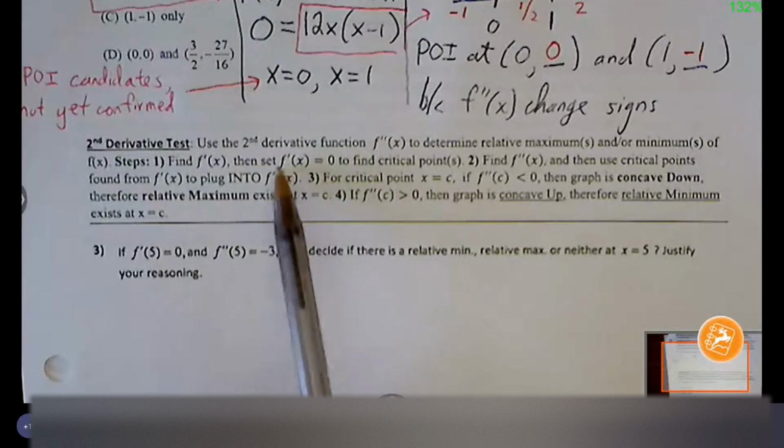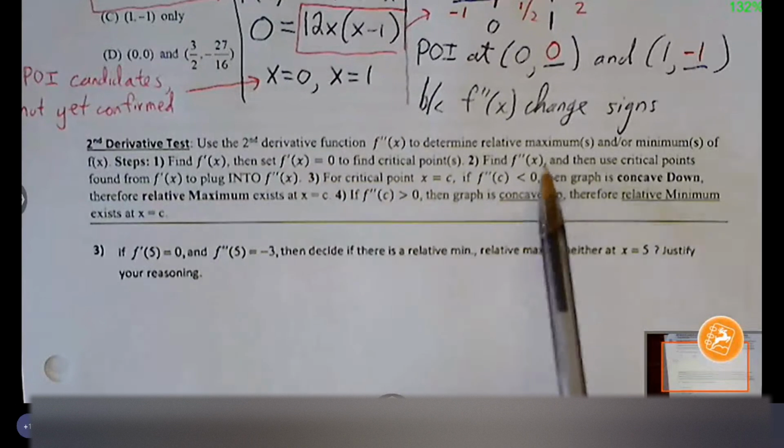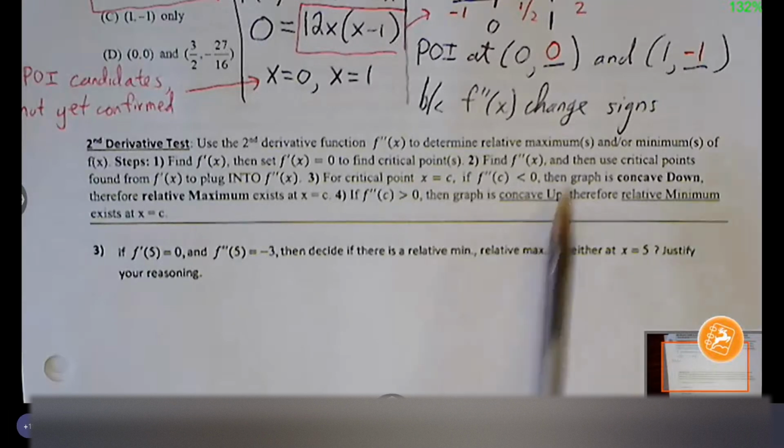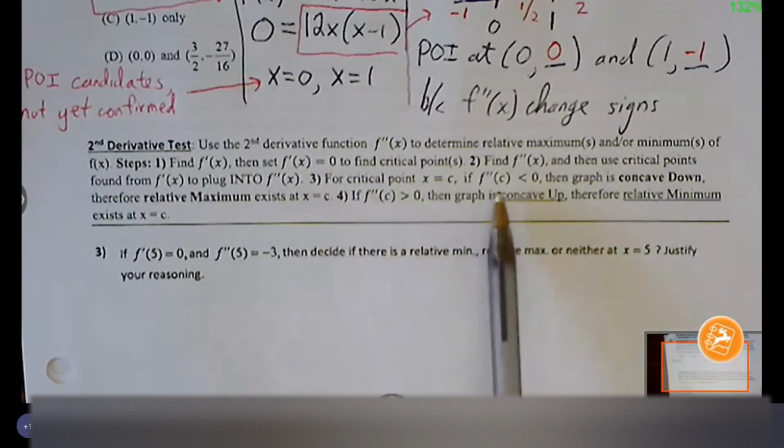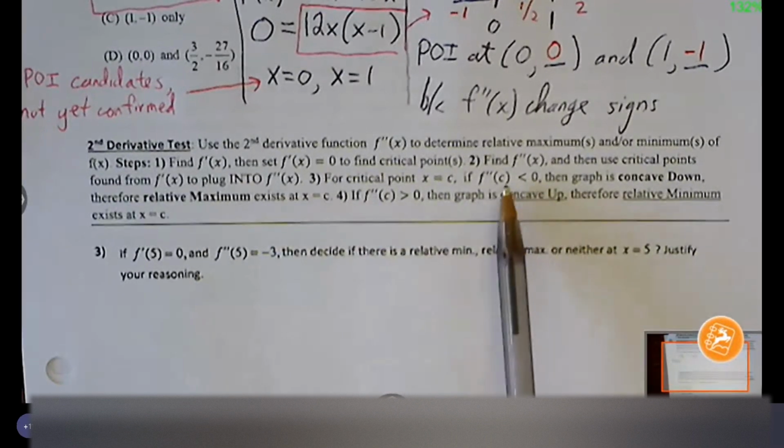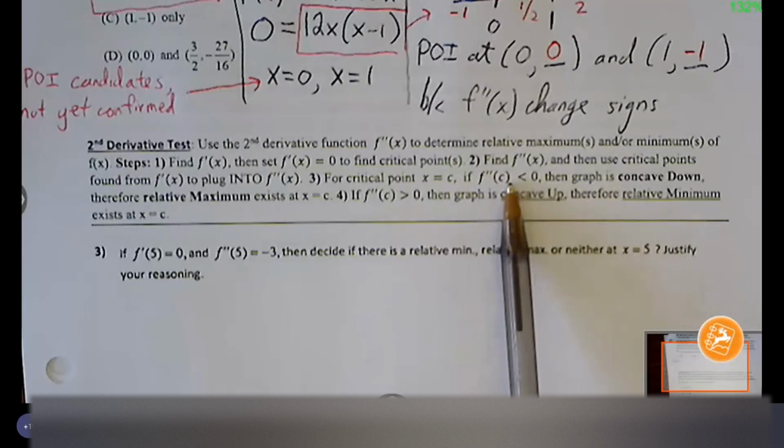But with the second derivative test, rather than creating a sign line, we're going to take these critical points that we found and insert them into the second derivative function. Based off of the results that we get in return, we can conclude whether that point is a relative max or a relative min. So after we insert into the second derivative function, we look to see what value we get. Is it positive or negative?